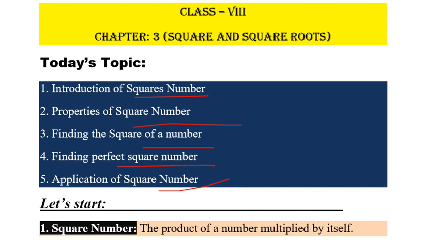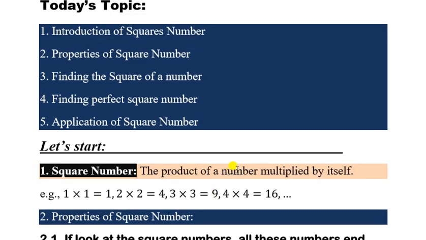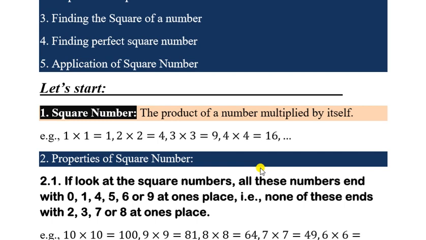Now, we have to know first about square number. What is a square number? See, the product of a number multiplied by itself. For example, 1 you have to multiply by 1 only. If you are going to choose 3, then you have to multiply by 3 only. If you are going to take 4, you have to multiply by 4. That's why it is written the product of a number multiplied by itself.